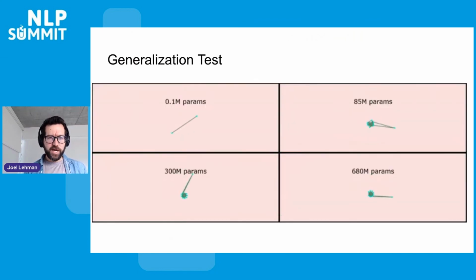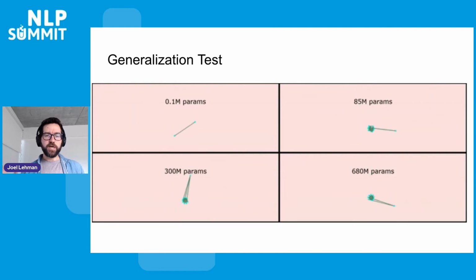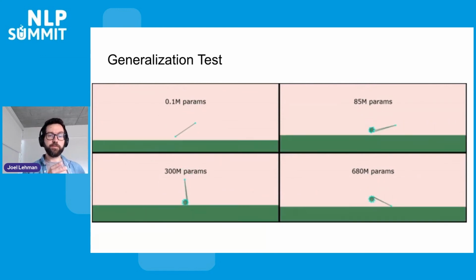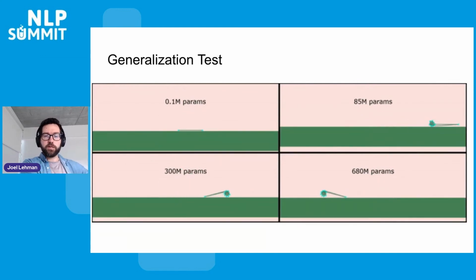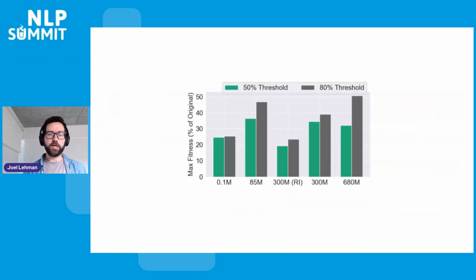So for the purpose of time, I'll just highlight this one result, which is that as we increase the model size of the language model that we're taking and fine-tuning from the data set that we created, we get more and more generalization and better performance.